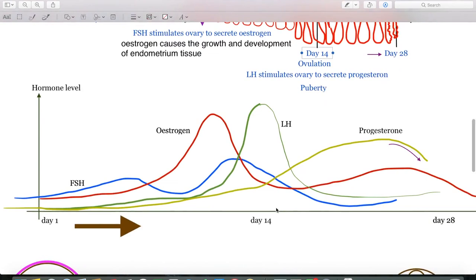Now you can see before it reaches day 14, oestrogen is already starting to drop down. When it drops to a certain significant level, you can see another hormone start to climb up, which is known as the LH. Now I'll let you know how it all happens.